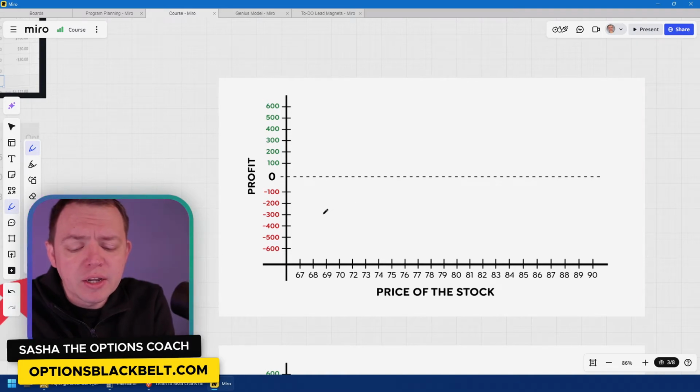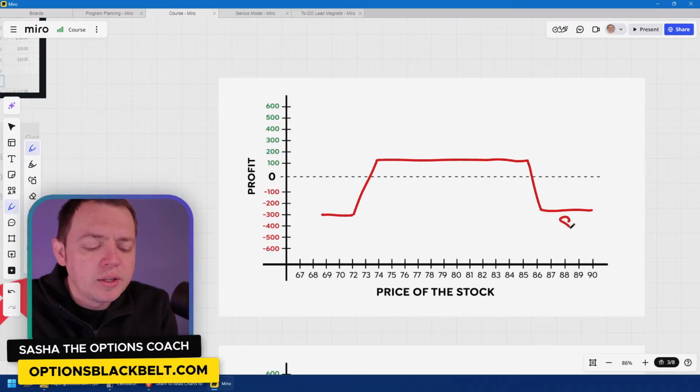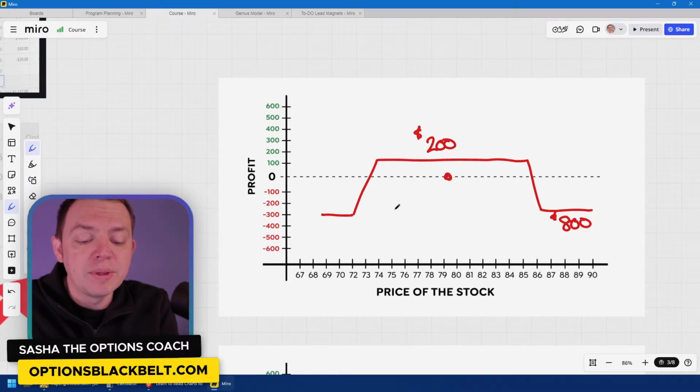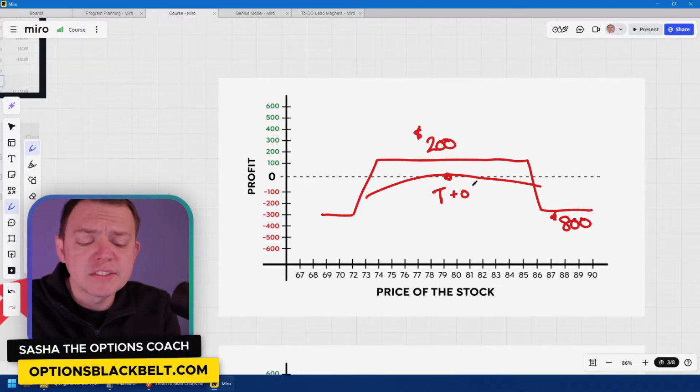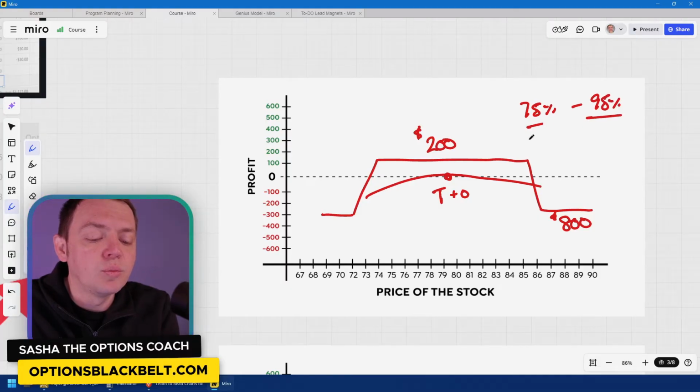But when we do an Iron Condor, most people are going in with an Iron Condor something like this, where you might risk, let's say, $800 to maybe make $200. So the risk to reward is not always the greatest, but what you do have is a high probability of success. You have kind of a T+0 line right here. Depending on the structure of the trade, you might have anywhere between, let's say, a 75% to maybe a 95% chance of winning that trade at expiration.